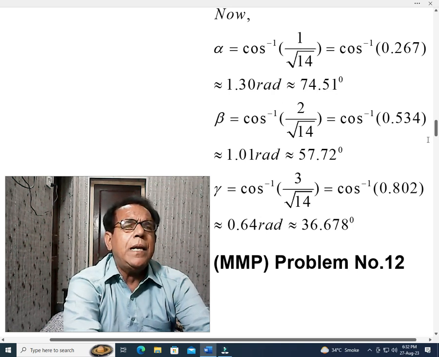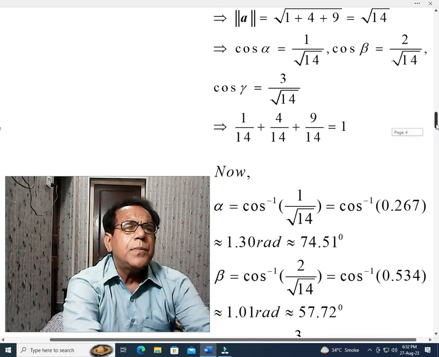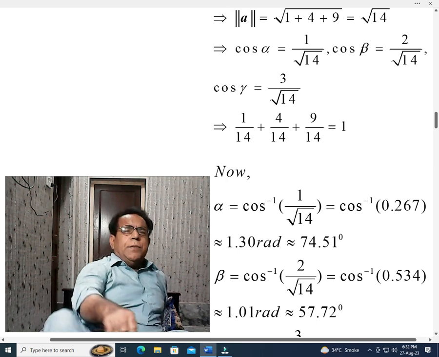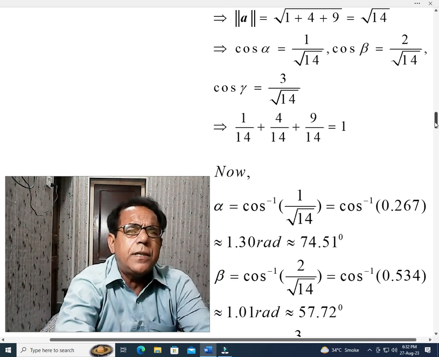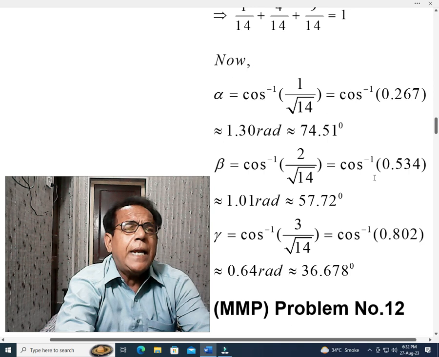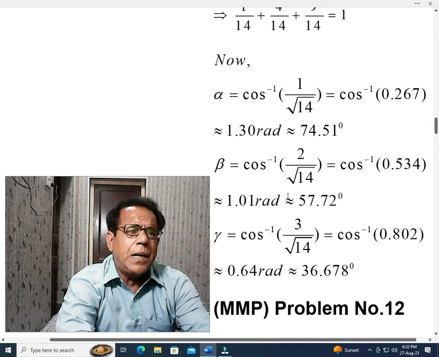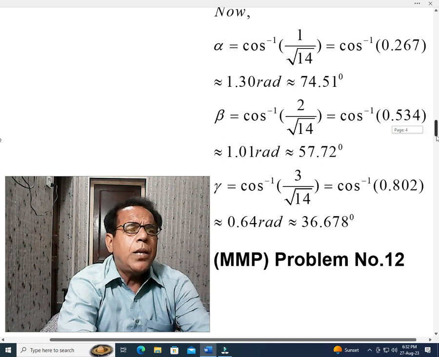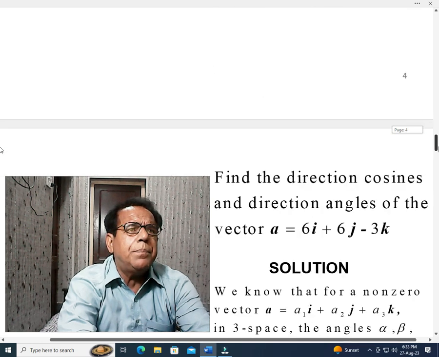Okay, similarly when cos beta equal to this, then beta will be equal to cos inverse 2 over 14 under root. Okay, and its value from online converter becomes equal to 1.01 radian, or in degree 57 point this, and gamma equal to this 0.64 radian.